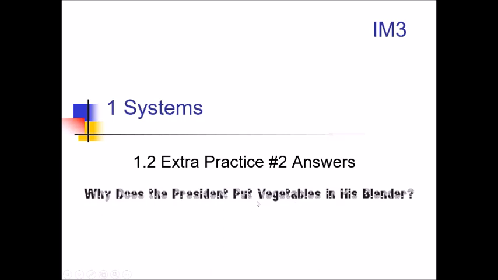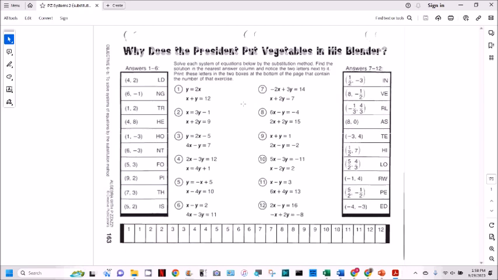Let me bring it up for you. So this puzzle right here, we're given a bunch of systems of equations that we need to solve using the substitution method if we so choose. And then we have to find the solution in the answer column that's next to these, and take a look at the two letters next to whatever the answer is and put those two letters in the number spaces below that go with the problem we just did. And we're ultimately trying to solve the riddle, why does the president put vegetables in his blender? Let's give it a go.